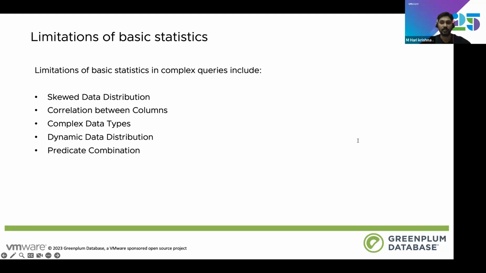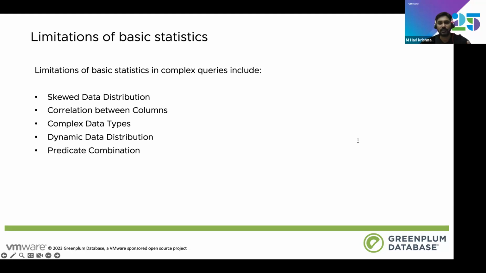And predicate combination. We all know that basic statistics do not capture the combined selectivity of multiple predicates applied together in a query. When multiple predicates are combined using logical operators like AND or OR, the selectivity of the combined predicate may not be accurately estimated based on the individual basic statistics, leading to inaccurate cardinality and selectivity estimates again.